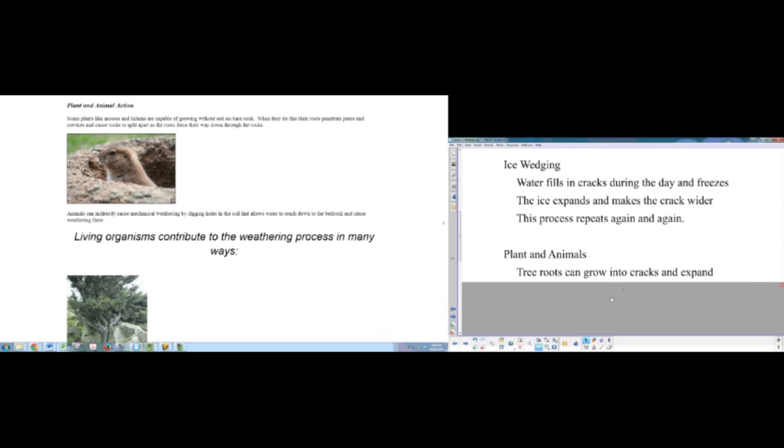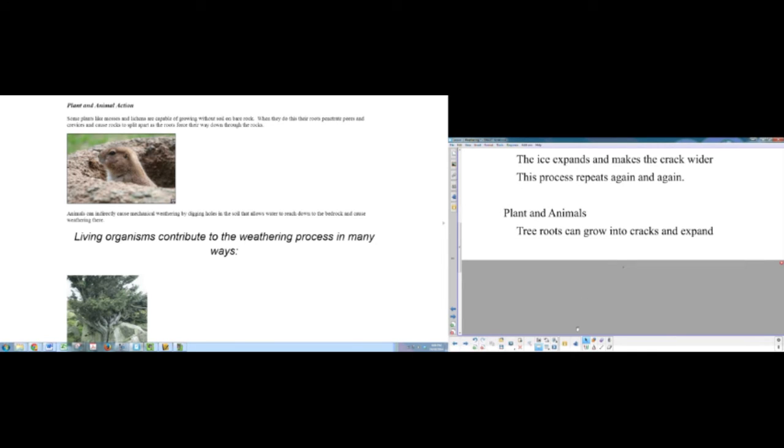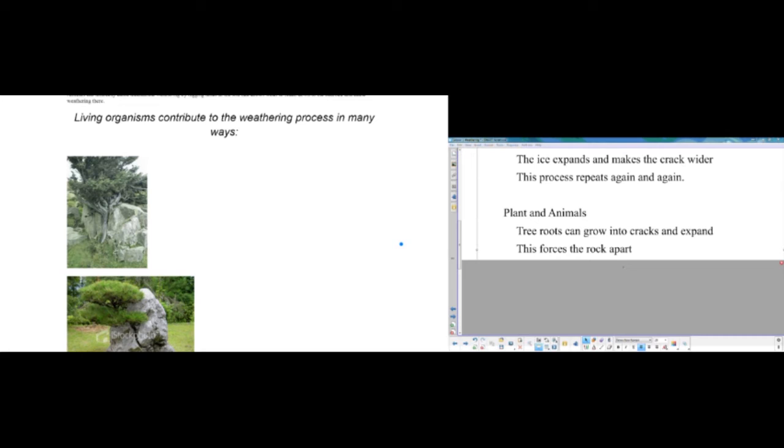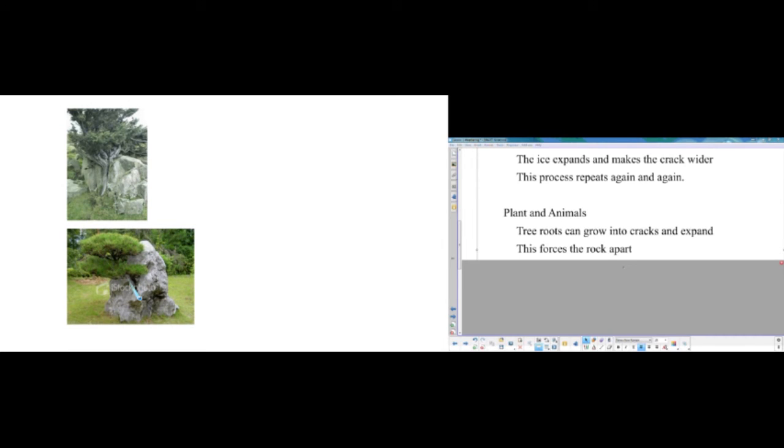Tree roots are the most common example of this. Tree roots can grow into cracks and expand. This forces the rock apart. What we have here is a little tree growing right in the center of a rock. Here's another tree. As this tree gets larger, so will this crack.